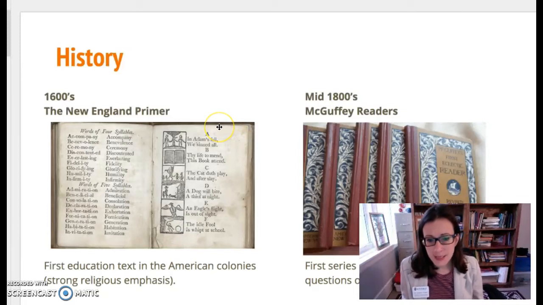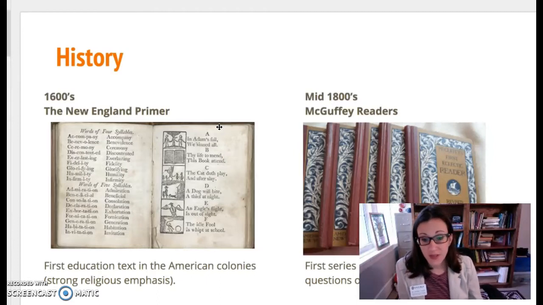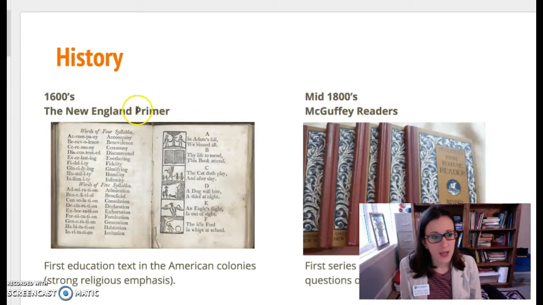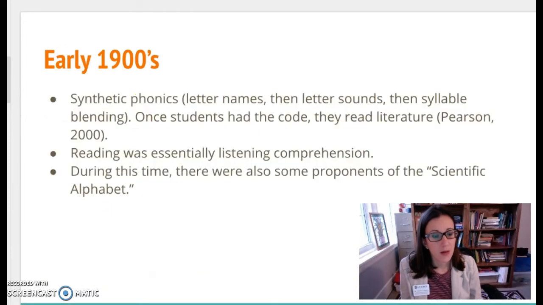Around the mid-1800s, as education becomes more accessible to a wider variety of people, you've got the McGuffey readers. And these McGuffey readers were pretty revolutionary. They were the first series of its kind. They asked comprehension questions of the readers, so teachers obviously had access to those questions as well.